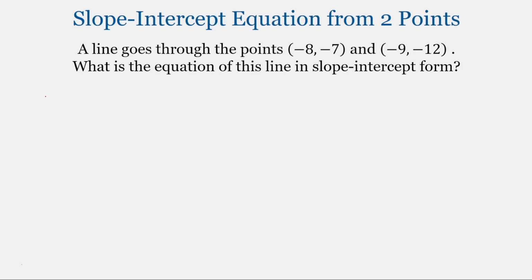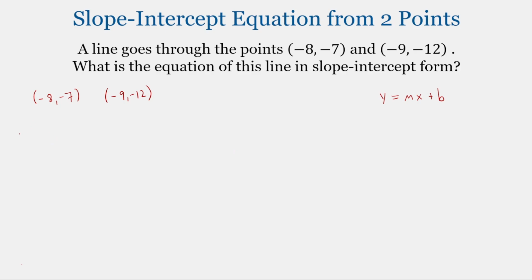Let's practice with one more. And again, although there are a number of ways we can find the equation of this line, let's practice just using the slope-intercept form. So what do we know? Well, we know the ordered pair negative 8, negative 7, and the ordered pair negative 9, negative 12, these 2 points are on a line. And what do we want? Well, we want the equation of the line, and we want it specifically in slope-intercept form.